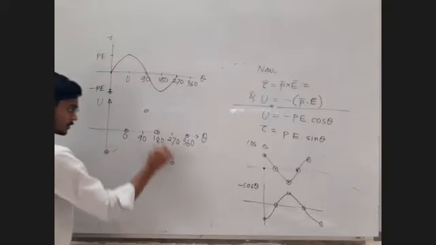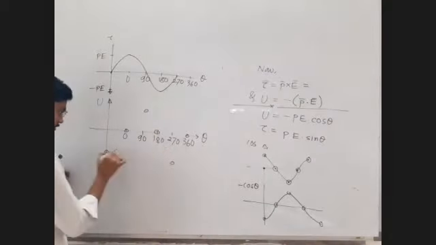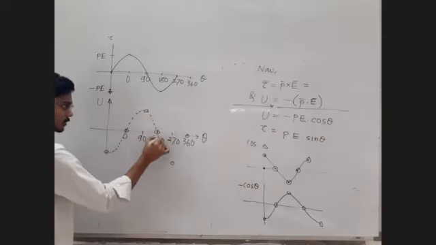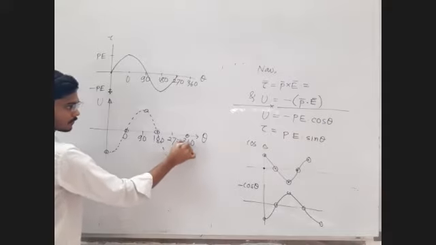Don't draw triangles or straight lines. Draw the cosine curve like this. That's the graph for the cos.